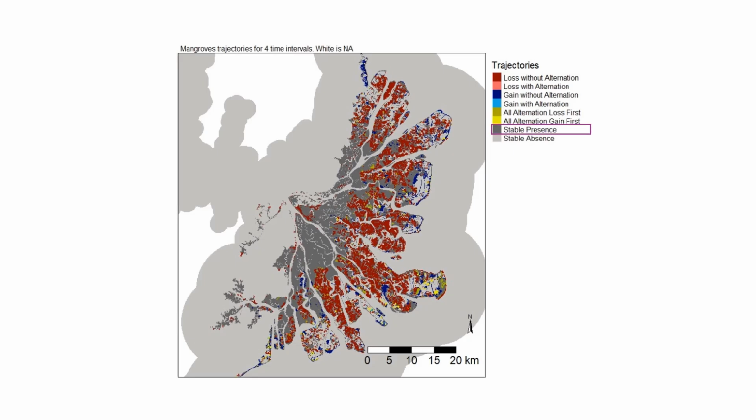The 7th trajectory, which are the dark gray pixels on the map, is stable presence. These pixels are where the category being studied is present at all time points observed during the study time extent. The final trajectory is stable absence, denoted by the light gray color on this map. The pixels in this trajectory are where at no time point that's being observed is the category we're studying present.